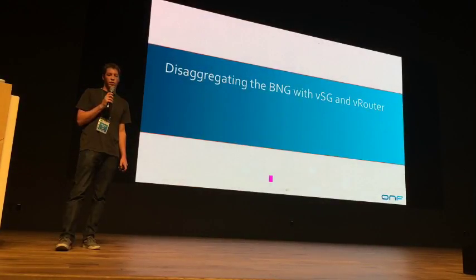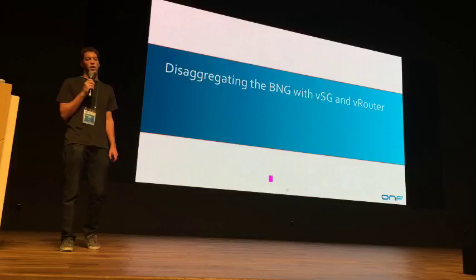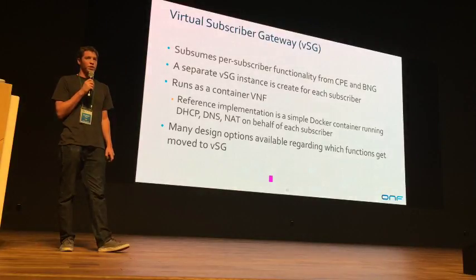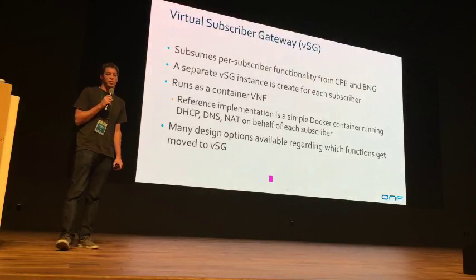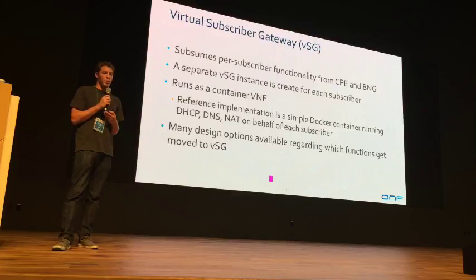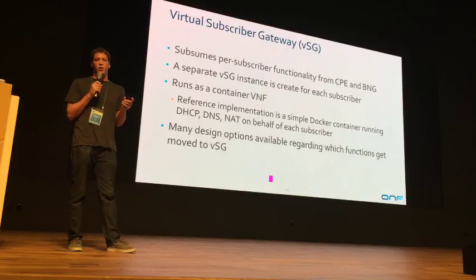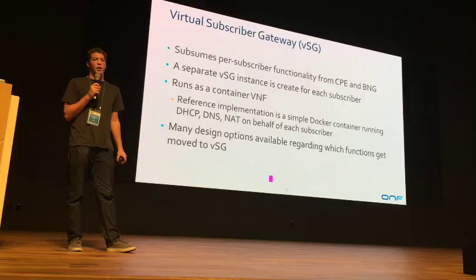Okay, so that's the VOLT service, and now we'll look at how we disaggregate the BNG into the VSG and the vRouter service. The VSG service, like I said before, stands for Virtual Subscriber Gateway. The point of this is to have a per-subscriber service where we can do any per-subscriber functionality that we want. So in the reference implementation, this runs as a Docker container on the compute resources. And there's a separate VSG instance for every subscriber that comes to the system.